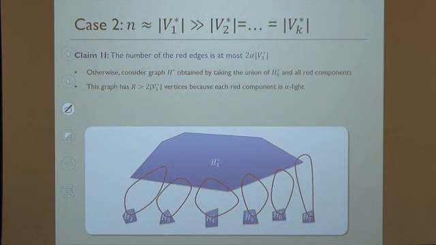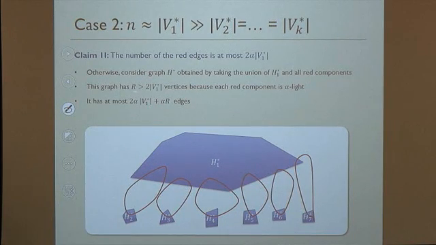And now how many edges does this graph have? We know that H1 star was 2 alpha light. So H1 star has 2 alpha V1 star edges. The red guys are alpha light, so they have at most alpha times r edges. So it has at most 2 alpha V1 star plus alpha r edges. Now if you divide this by r, you get at most alpha, because this is bigger than 2 V1 star. Here you divide by r, so you get alpha.